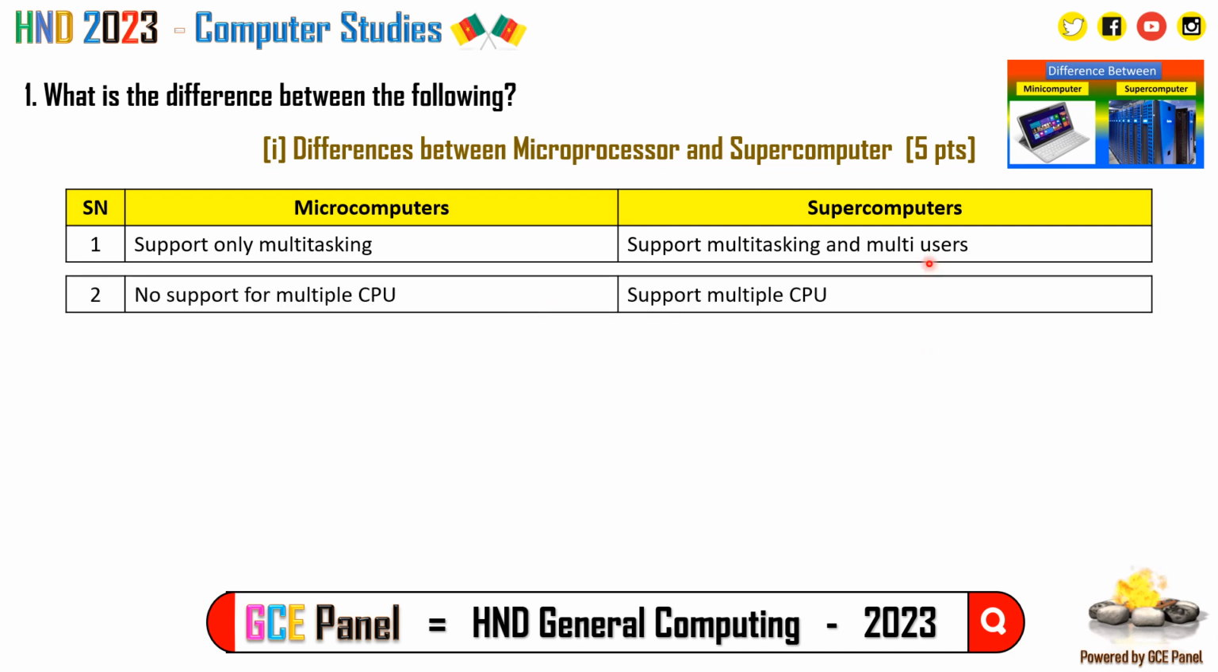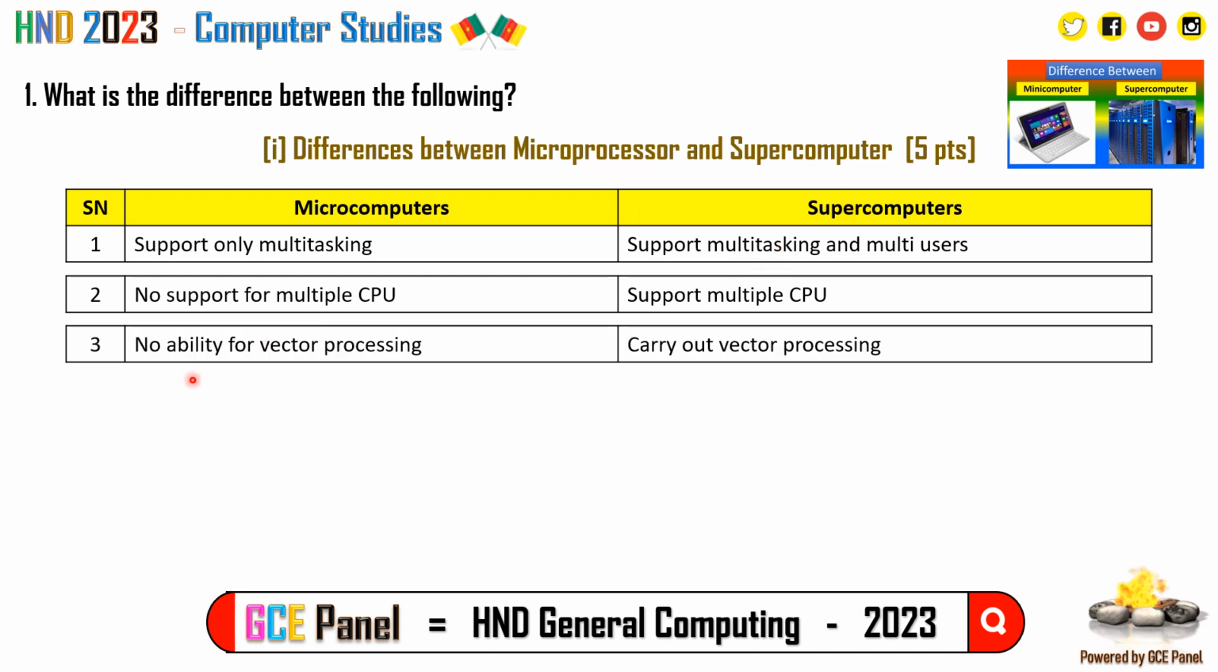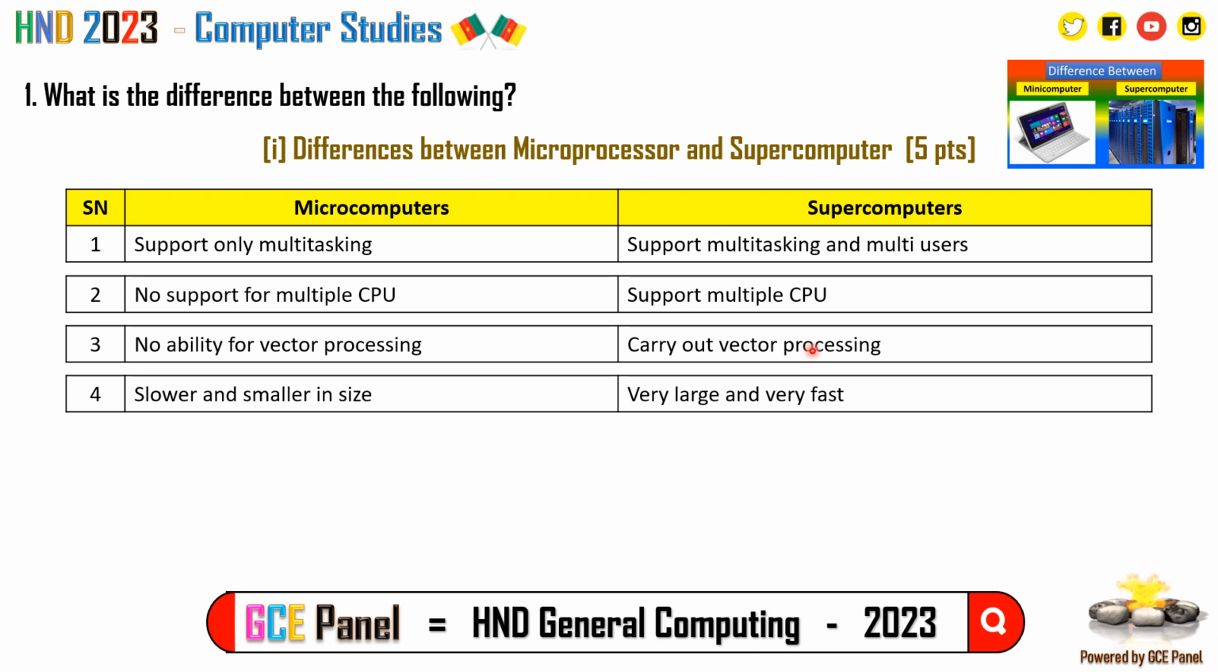Number 2 difference. Microcomputers have no support for multiple CPUs, so they cannot use more than one CPU. But supercomputers work with multiple CPUs. Third difference. Microcomputers have no ability for vector processing, while supercomputers carry out vector processing. Fourth difference. Microcomputers are slower and smaller in size. Supercomputers are very large and very fast.